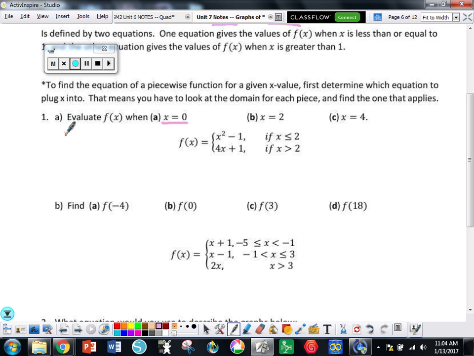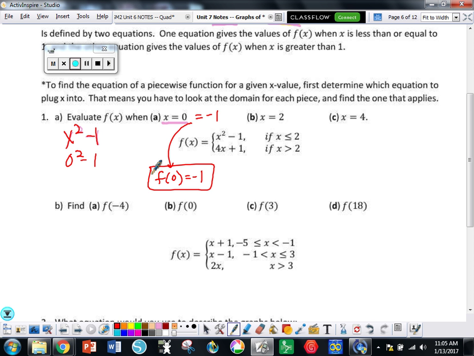So we take the x squared minus 1, and everywhere there's an x, what do we do? Plug in a 0. Why? Because I'm saying x equals 0. So I plug in a 0, and what do we get? F of 0 equals negative 1. We're not there yet.